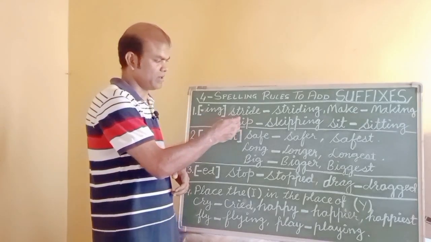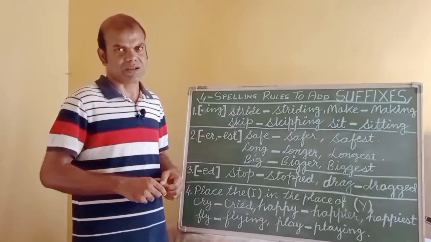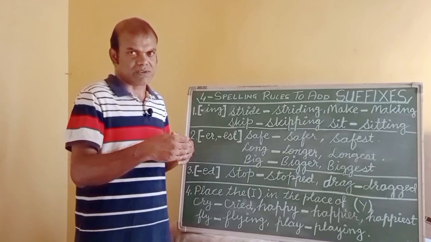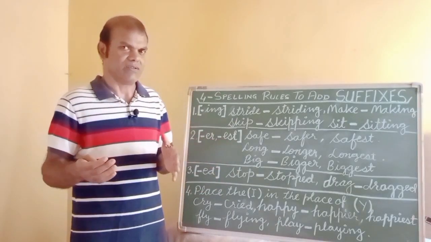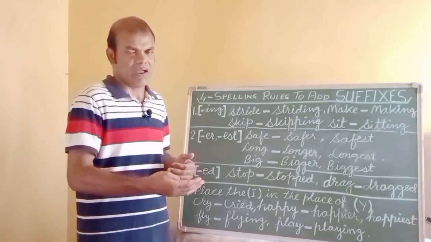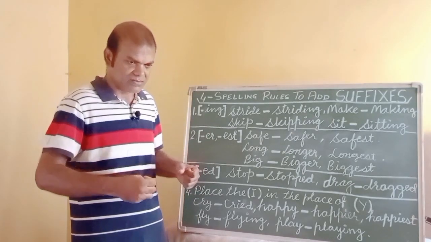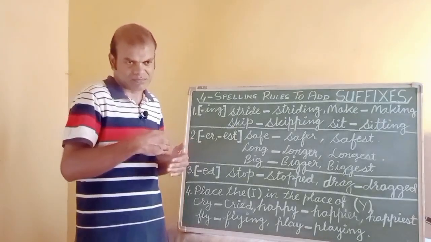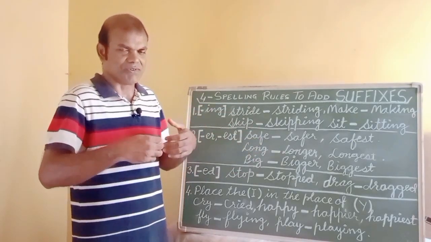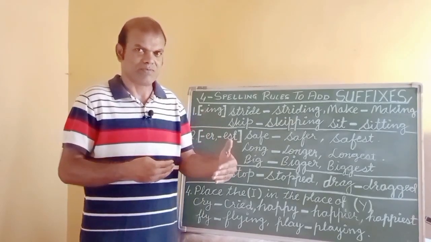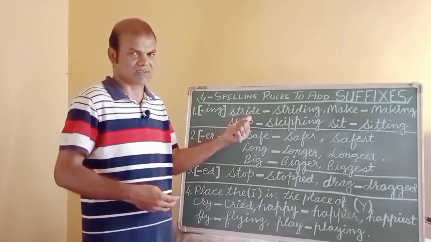I have an example: stride. Stride means taking long steps while walking. Let's say in some function, your name is announced and you hear your name and confidently you get up and you are taking long steps towards the stage to receive that prize. That long stepping while walking is known as stride.